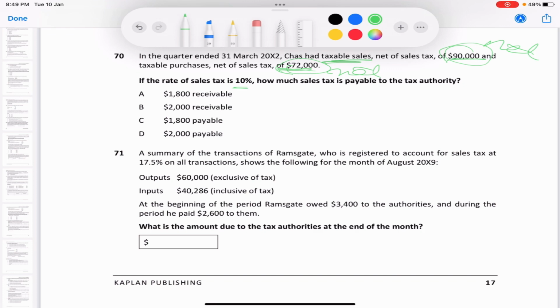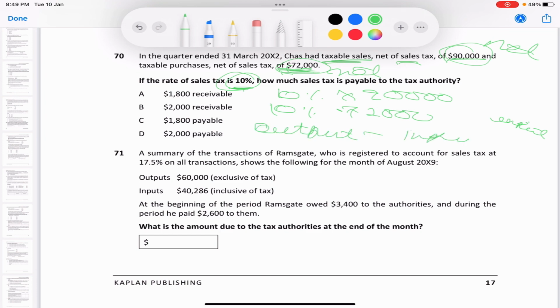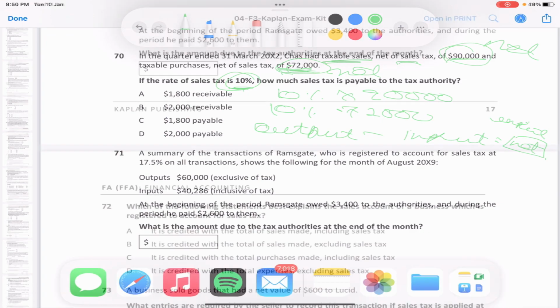So since the net value is given, I just have to find 10% of 90,000, which would give me the output tax, and 10% on 72,000, which would give me the input tax. The rate is given, and I just have to do output minus input, which will give me the net amount which is payable.